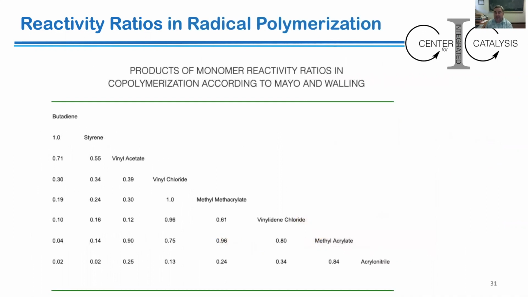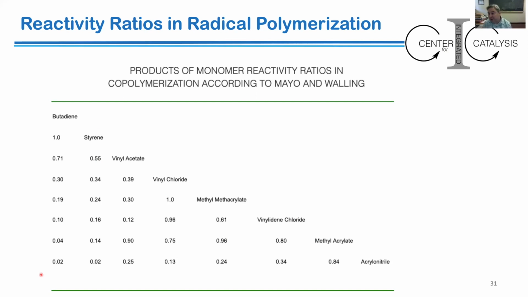And so here's an example of reactivity ratios and some issues. This is a classic: these are products of reactivity ratios for different vinyl monomers that undergo radical polymerization. And so here, say you wanted to make a random copolymer of butadiene and acrylonitrile. If you were to do that, the reactivity ratios would say you have no chance of doing that. You would make an alternating copolymer.